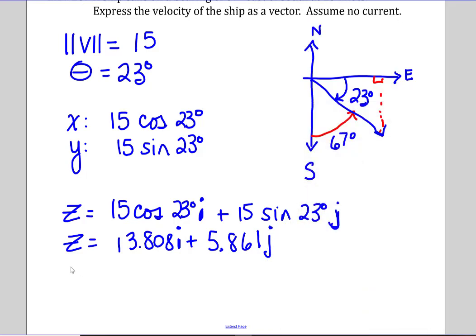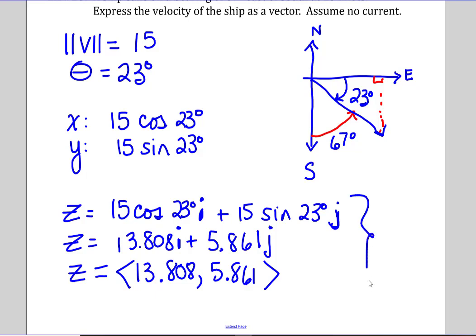And then if you need to write that in component form, we could write that as 13.808, comma, 5.861. So all three of these are appropriate vectors, assuming no current, describing the velocity of the ship as a vector.